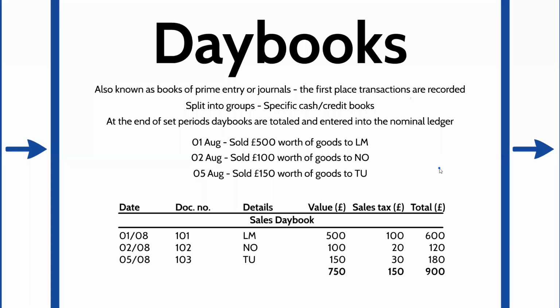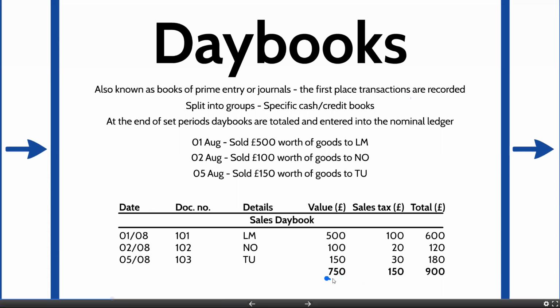So nice and simply, we would account for these three transactions when they have occurred initially in the sales daybook as so. So nothing really too difficult here. Simply recording the date of the transaction. We have a unique document number to represent this sale to this company LM. And then we can see that the value of the transaction and the sales tax attached to it are split before a total is included, okay? And we can then see that we have a total for all the transactions in this daybook in this period.